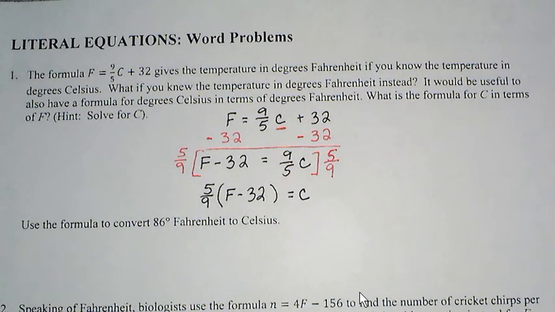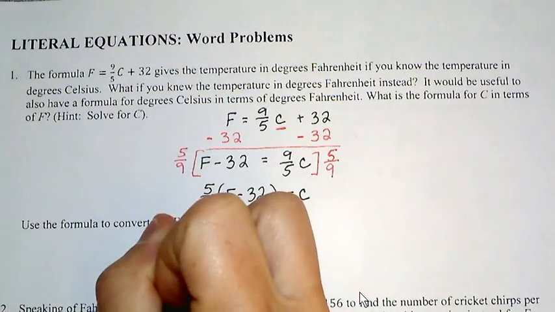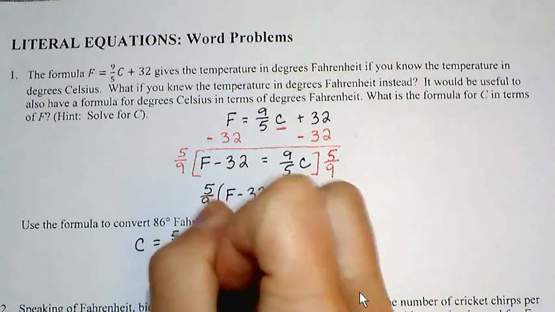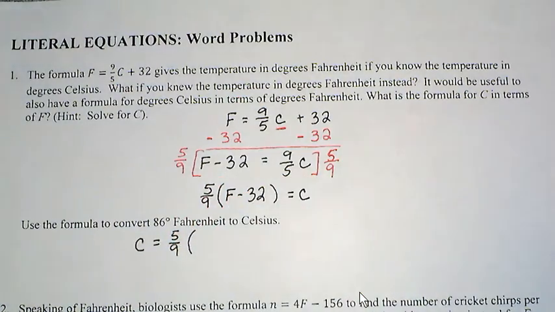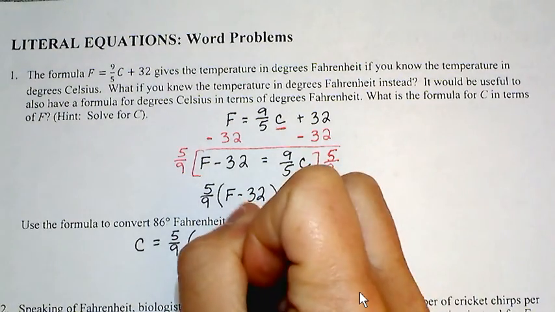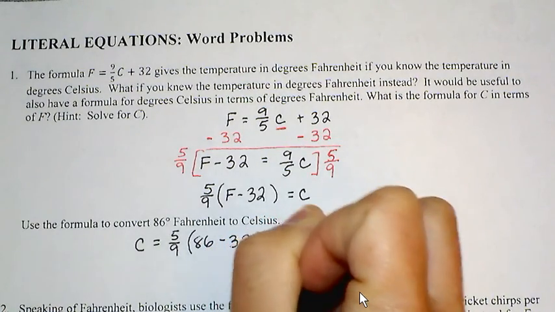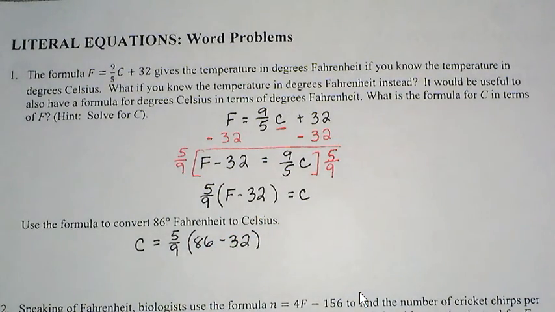It says use the formula to convert 86 degrees Fahrenheit to Celsius. So if I want to use the formula, I've got my formula here, C equals, I'm just flipping the order, 5/9 times my degrees Fahrenheit, I'm going to plug in 86. So I have 86 minus 32. And we want to figure out what that is.